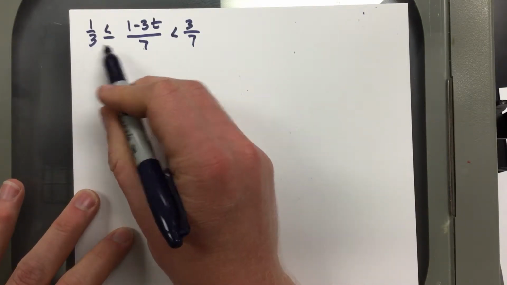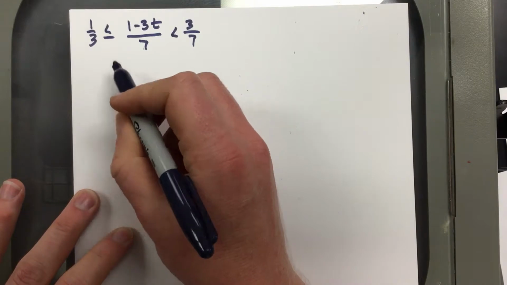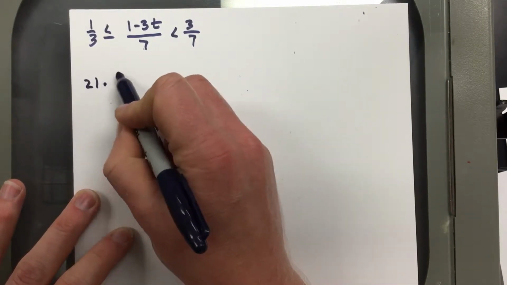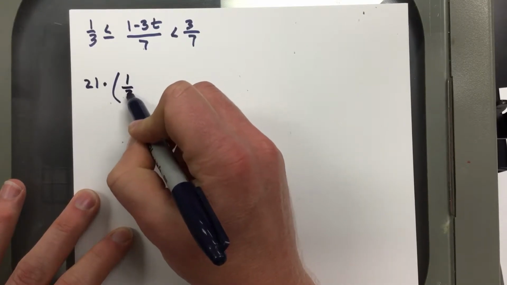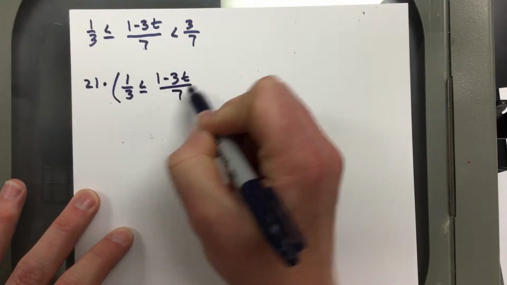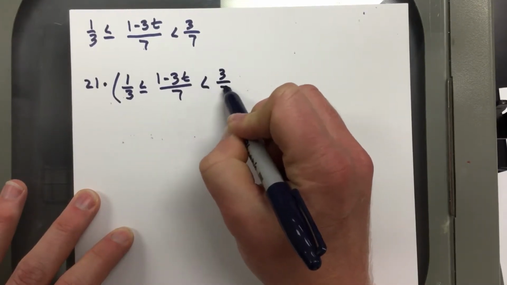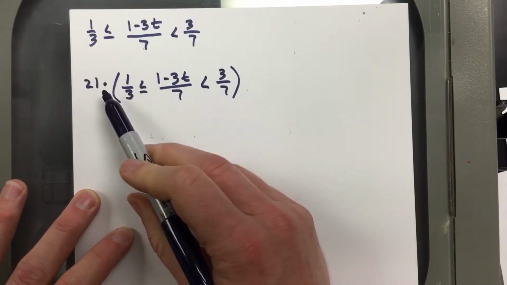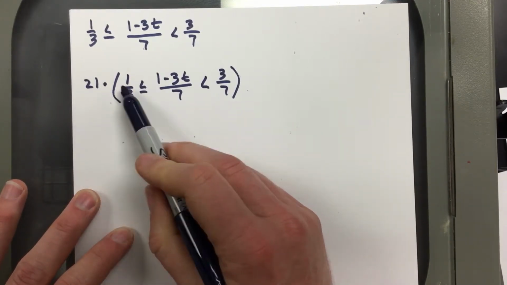The common denominator between 3, 7, and 7 is obviously 21. So I'm going to rewrite this as 21 times, and I'm going to multiply that times 1/3 less than or equal to (1 minus 3t) over 7 less than 3 over 7. So I'm just taking the whole equation, multiplying by 21. Remember, this is 21 over 1.